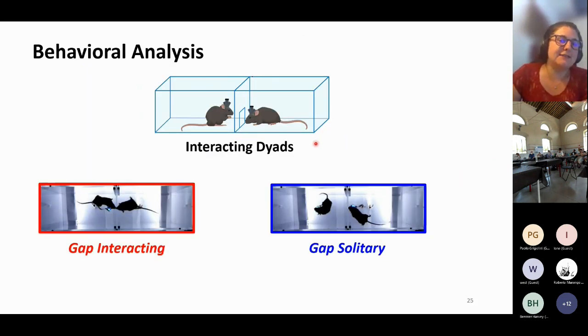To study cortical activity in mice engaged in social interaction, we segmented the behavior and divided it into different groups. First of all, I will present the interacting dyad. For the interacting dyad, we divided it into gap interacting and gap solitary. Gap interacting is a condition when both subjects are present and go simultaneously to the gap to interact with the nose. While gap solitary is a condition when both subjects are present, but only one goes to the gap and the other companion doesn't interact.